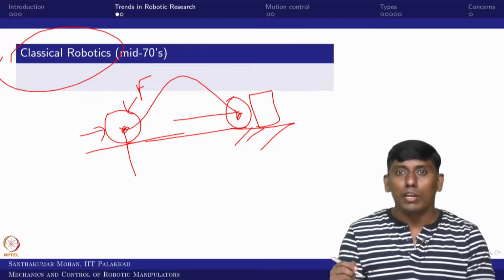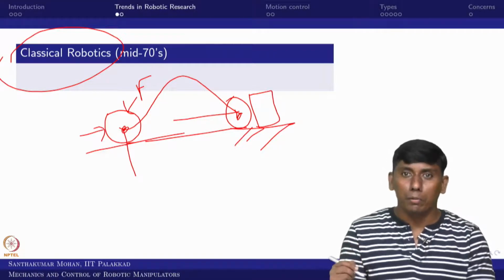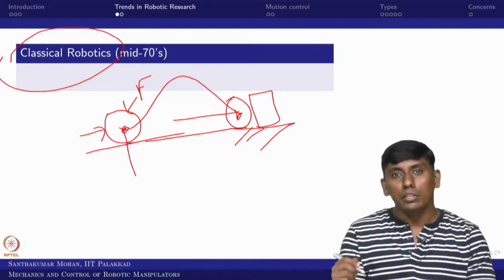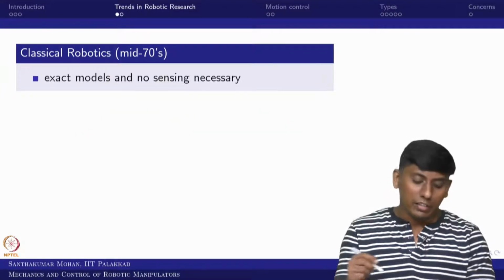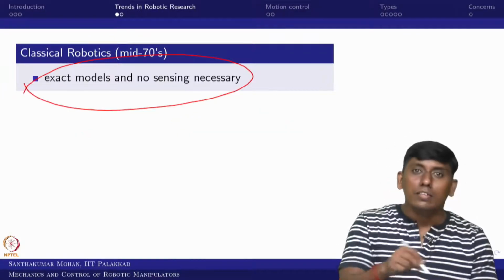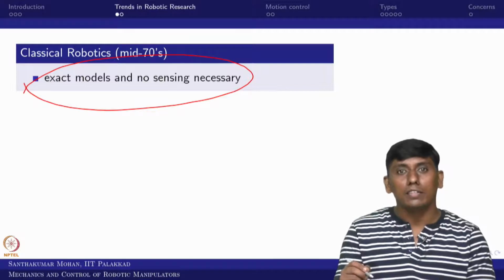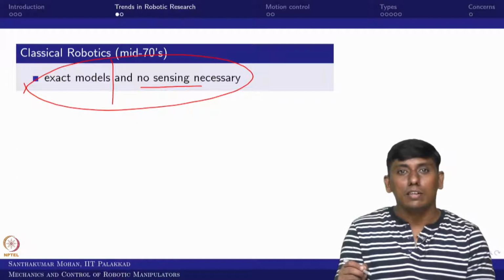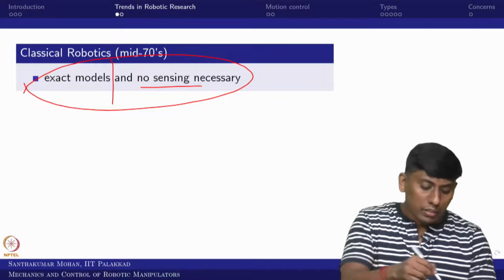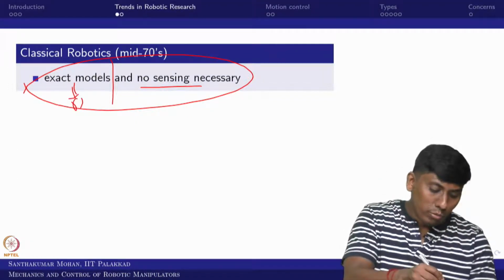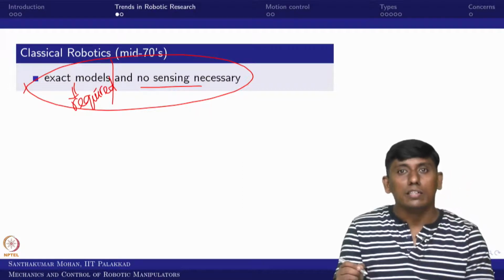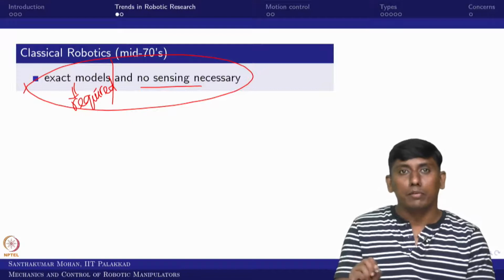If the system gave some kind of residue or error, they recalculated this rather than doing feedback. So in that sense, the exact model is necessary, no feedback is necessary, and no sensing is necessary for this particular system.